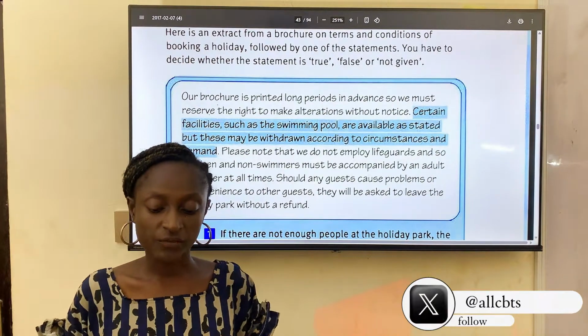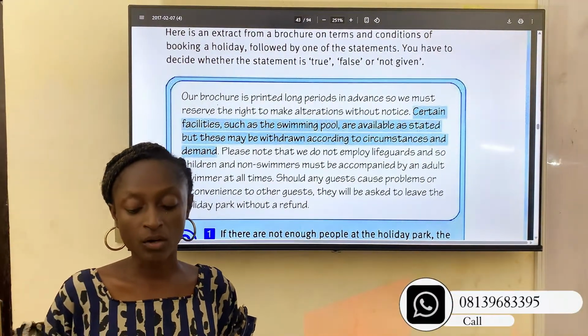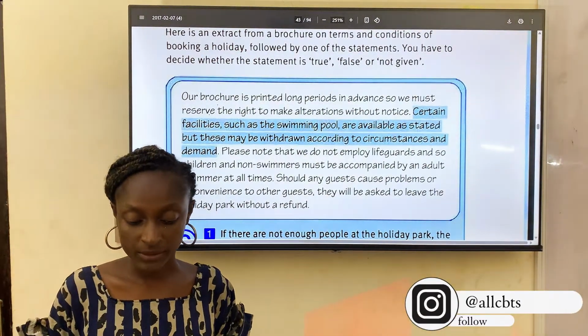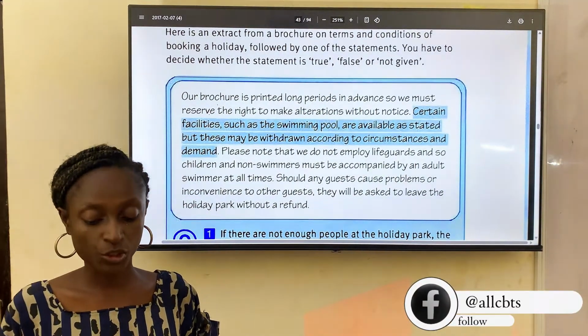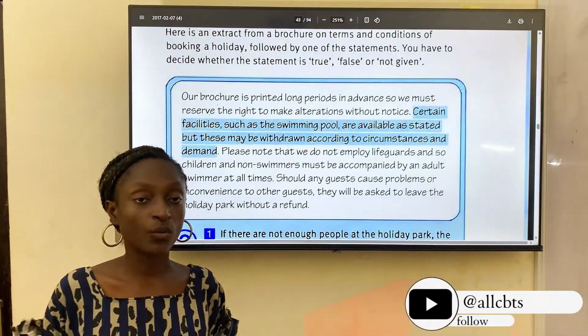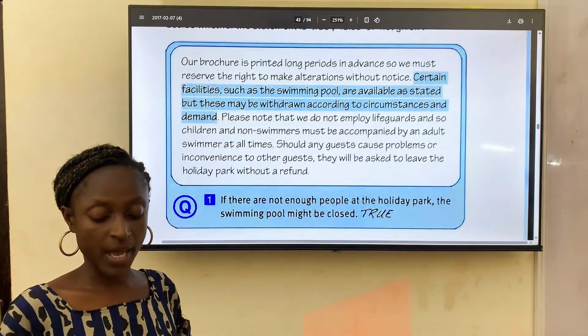Here is an extract from a brochure on terms and conditions of booking a holiday, followed by a series of statements. Now you have to decide whether the statement is true according to the information we have been given in the text, or whether it is false, or whether it is not given. Now let me read out the example.